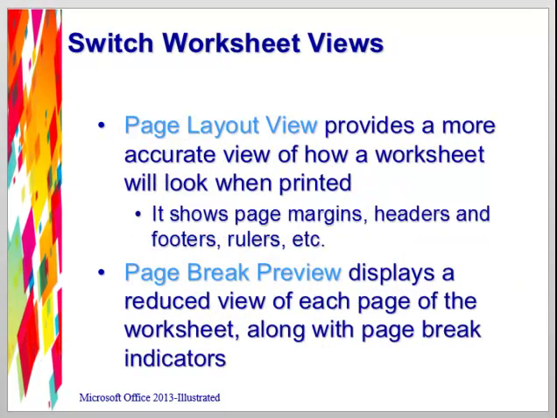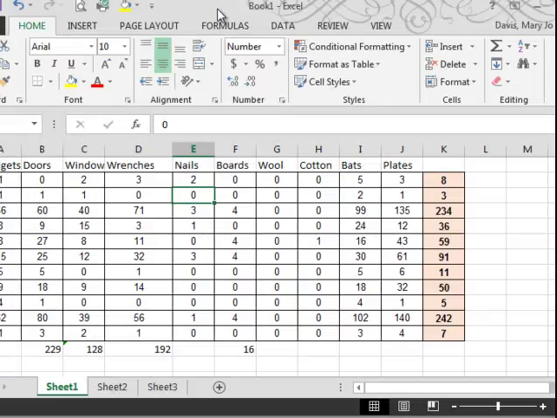You can actually have a page layout view. It provides a more accurate view of what the document's going to look like when it's printed. And it also shows the page margins, the header, footer, rulers, and then there's also the page break preview, which actually allows you to see where the pages are going to break in the document. Now I'd like to take a minute and show you in the Excel spreadsheet that I've got started some of those different views, if you want to hang on a second.